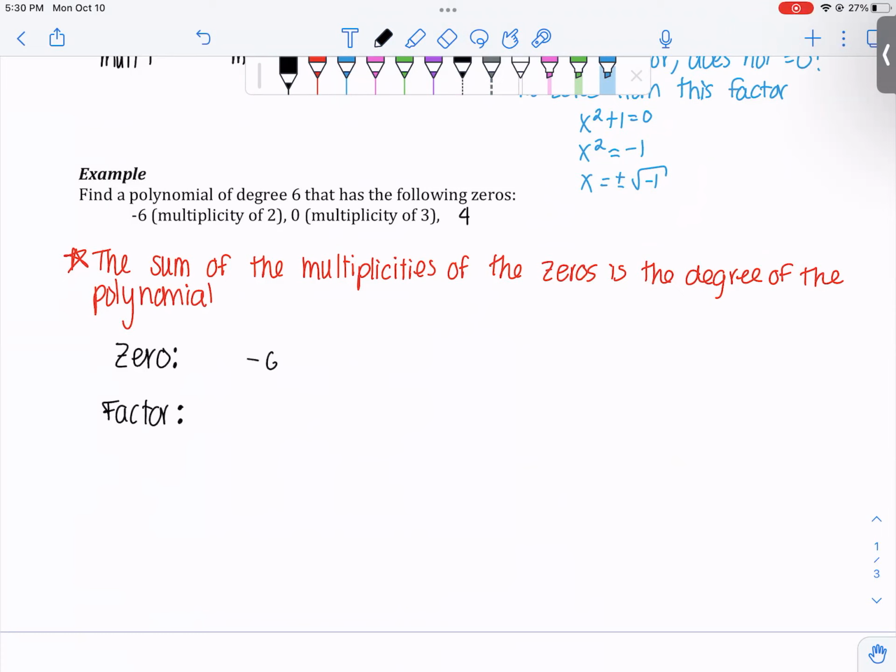So we have 3 zeros: negative 6, 0, and 4. The factor for negative 6 will be x plus 6, and because the multiplicity on this one is 2, we're going to give it an exponent of 2. For 0, this would be x minus 0, and this one has a multiplicity of 3.